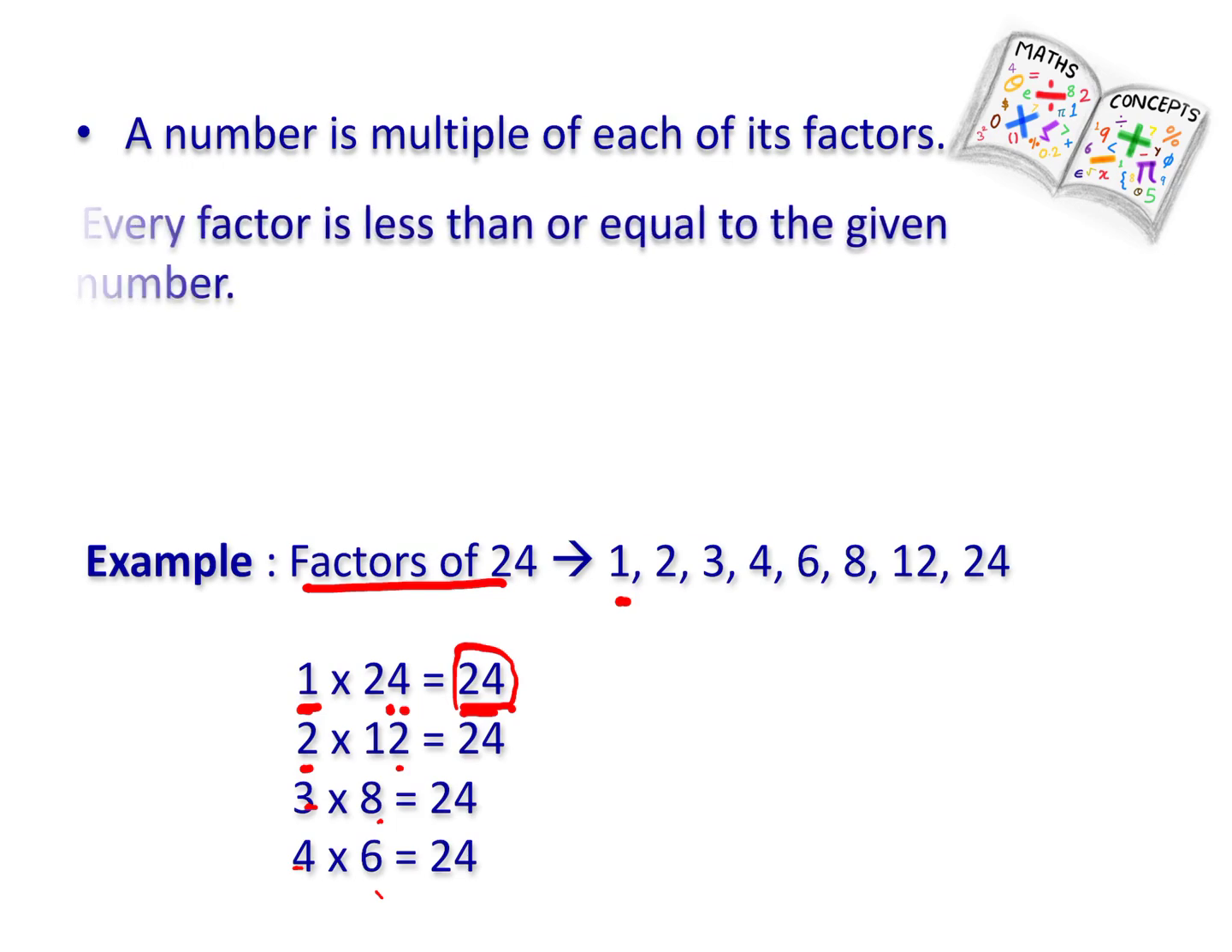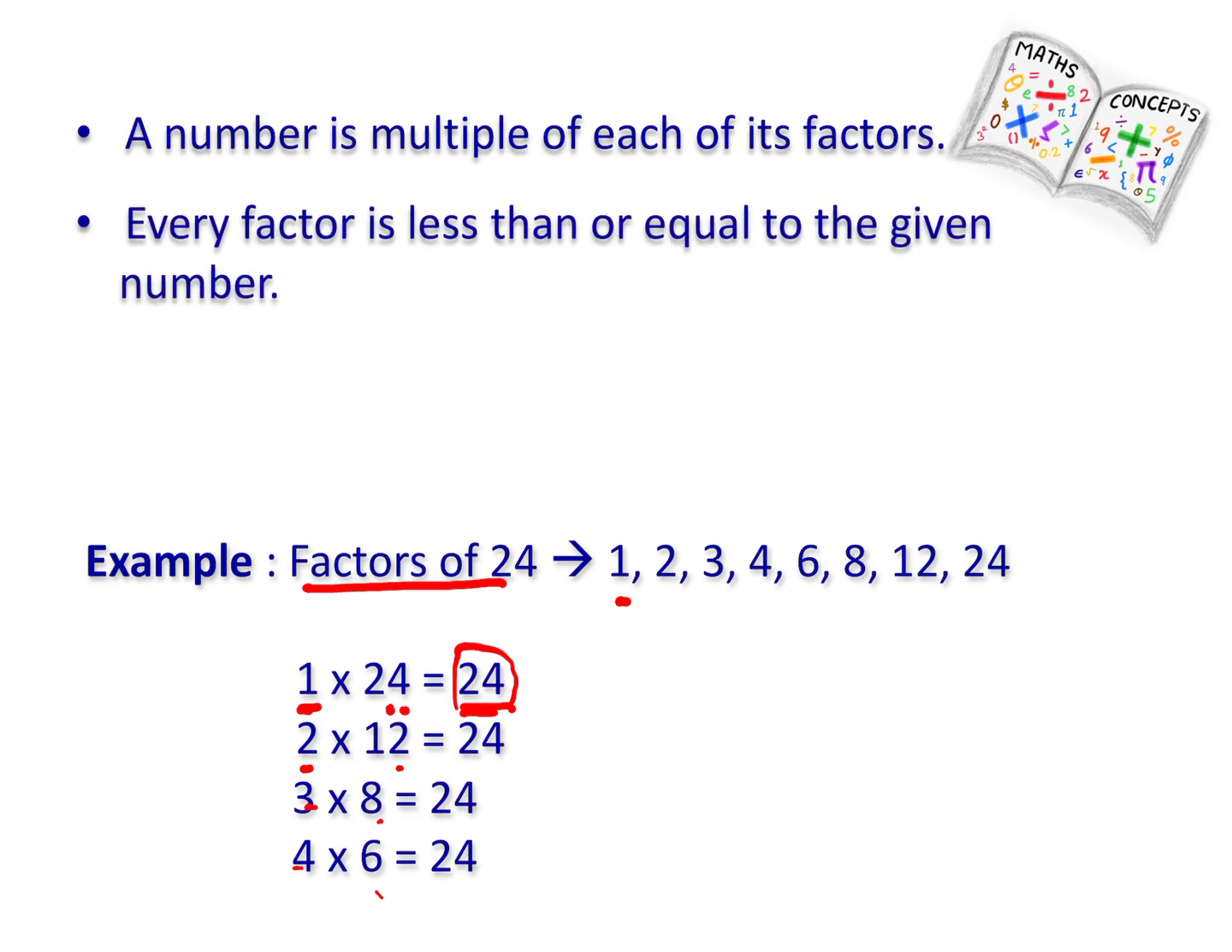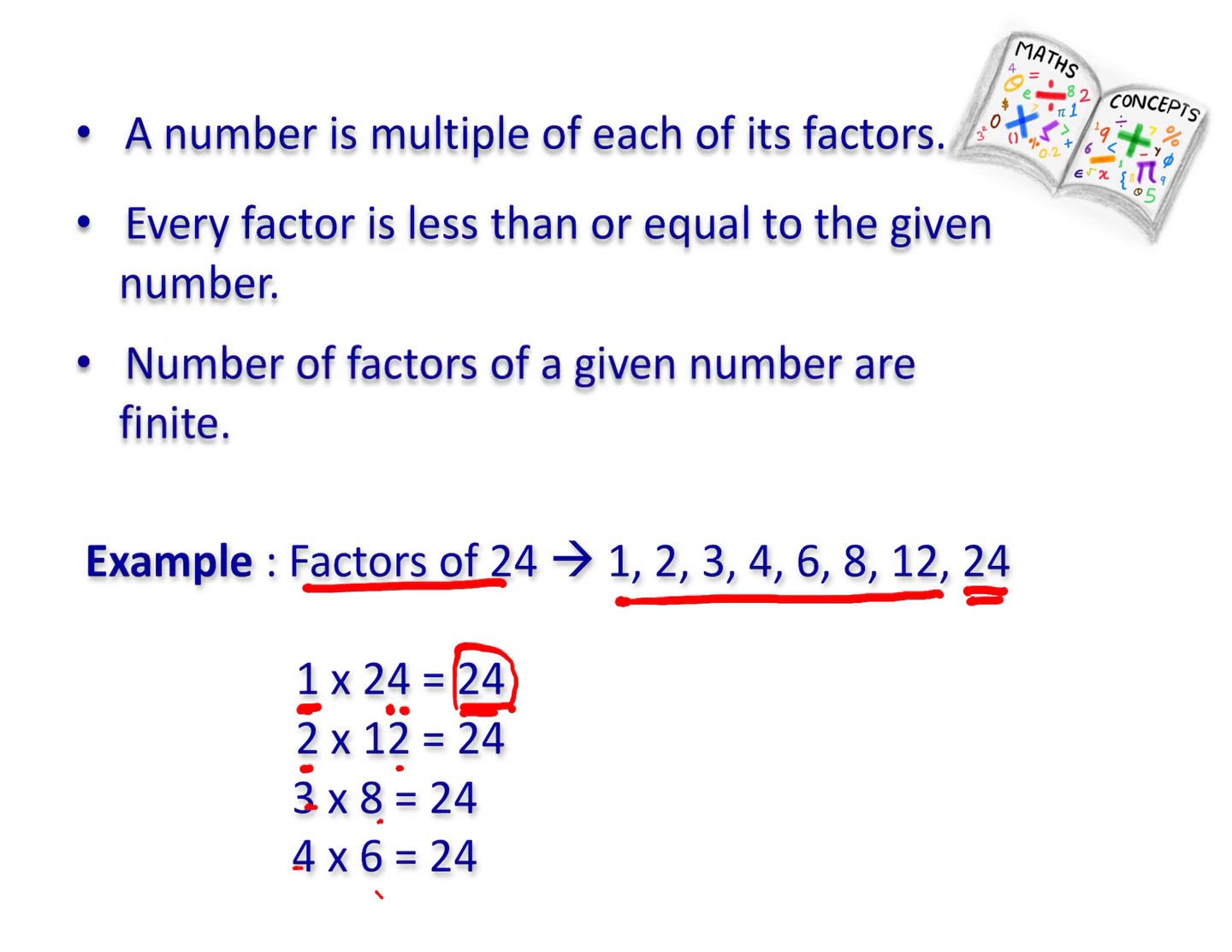Next fact is every factor is less than or equal to the given number. Now if you observe, all factors up to 12 are less than 24, and 24 itself is of course equal to 24. The next fact is the number of factors of a given number is finite. Yes, definitely, because all factors are either going to be equal to or less than the given number, and that's why all factors are going to be finite.